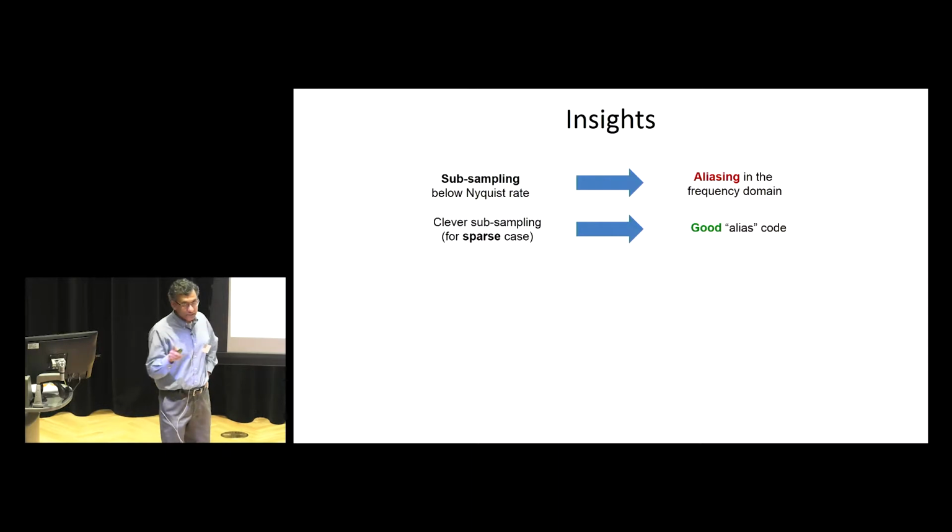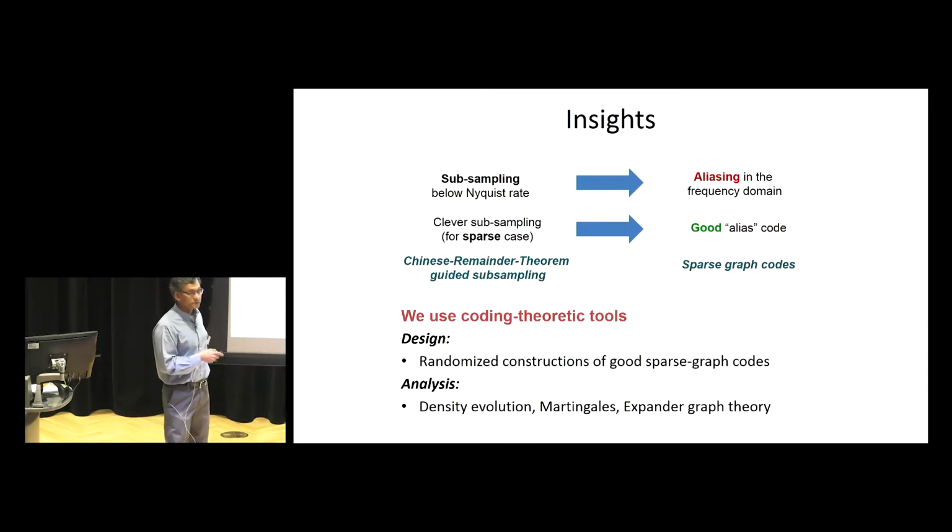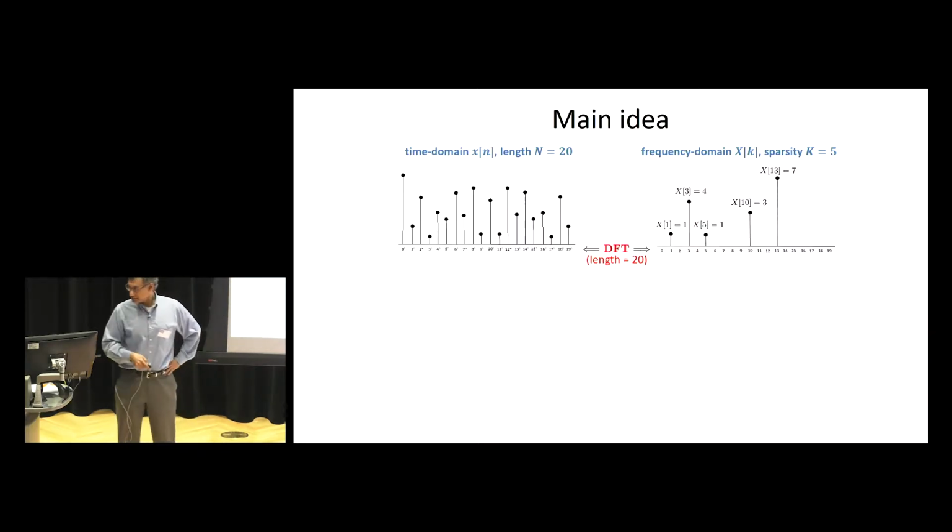But if you're clever about the subsampling patterns, in the sparse case, you will have a good aliasing pattern that looks like a code. And in particular, if you are guided by the Chinese remainder theorem in your subsampling, you will get a sparse graph code. It just comes out. And we use coding theoretic tools then to not only design, but analyze. So the design part is randomized constructions of good sparse graph codes, which the coding theory community has given us. And the analysis will involve tools like density evolution, martingales, and expander graph theory. We won't go into those details, but in some modified form, all these tools can be leveraged and brought to bear here.